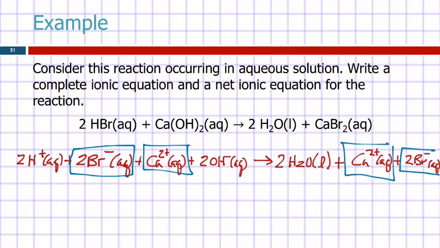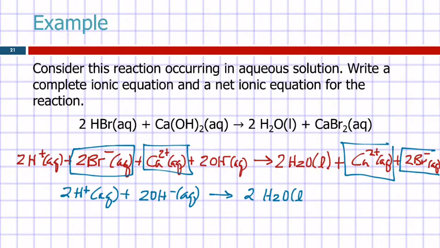So the net ionic equation, we're just going to write down what's left. Well, what's left? We've got 2H plus, aqueous, and 2OH minus, aqueous. Those are the reactants. And on the right side, we have 2H2O, liquid.